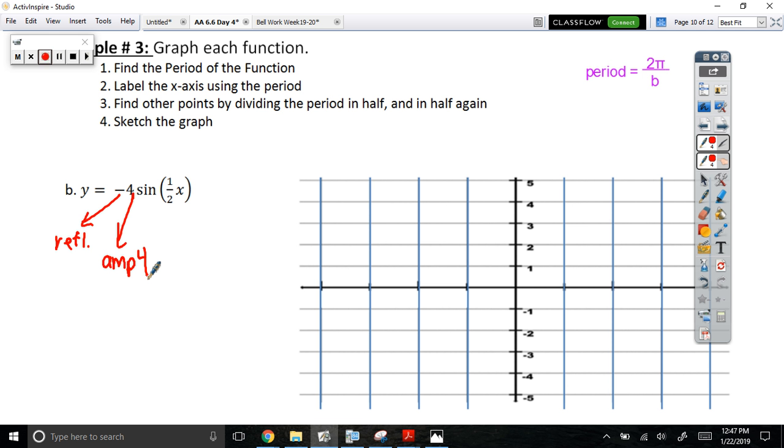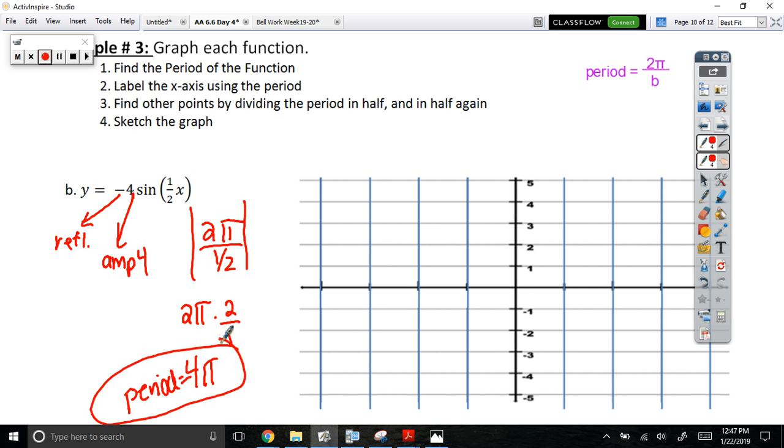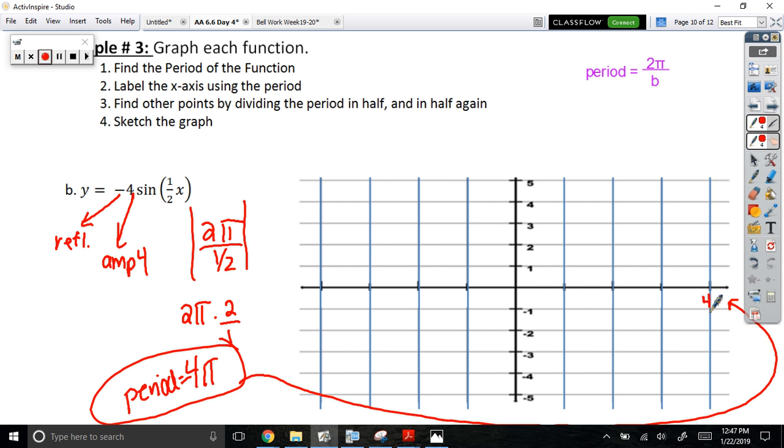Take our formula, 2 pi divided by b. Just 2 pi divided by 1/2. Multiply by the reciprocal, which will be 2 over 1. So we're going to get that the period is 4 pi. You'll like this because it has no fractions. So go to the end of your graph on the x-axis, which mine is hiding, and label this to be 4 pi.